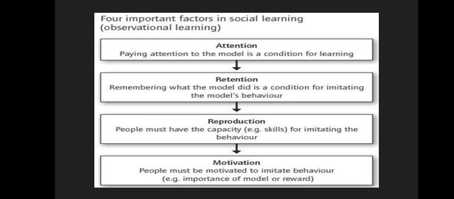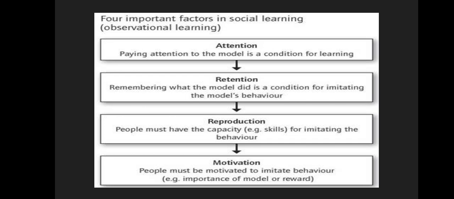Another important factor in social learning is retention. Remembering what the model did is a condition for imitating the model's behavior. So even if he is already at home, he can still remember the model, whether it is the teacher or his fellow students. There is a need of retention, or he must have the ability to maintain his cognition. What he has seen, as acted or as said by the model, should be remembered.